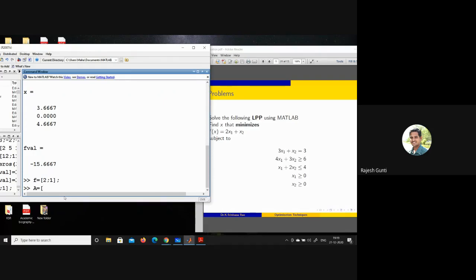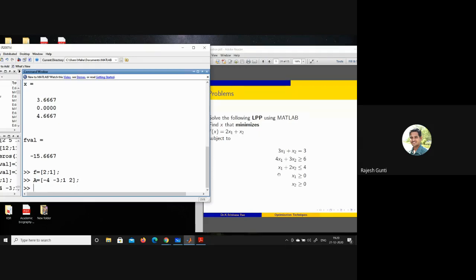Tell me the inequality constraint. What is the matrix corresponding to inequality constraints? 3, 1 is the equality constraint. These two are inequality constraints. We have to convert them to less than or equal to: minus 4, minus 3 semicolon 1, 2. That is capital A.